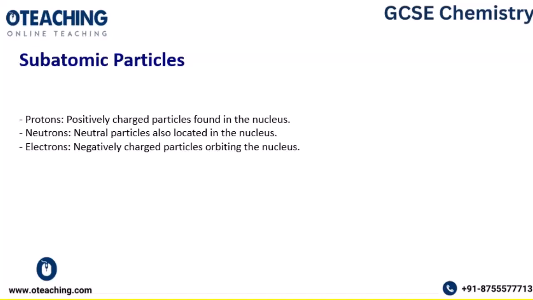Next, subatomic particles. We know that there are three subatomic particles: protons, neutrons, and electrons. Protons are positively charged particles, neutrons are neutral particles that are located in the nucleus, and protons are also located in the nucleus. Electrons are negatively charged particles orbiting the nucleus. This we have studied in Rutherford's model, that electrons revolve around the nucleus in their orbits.